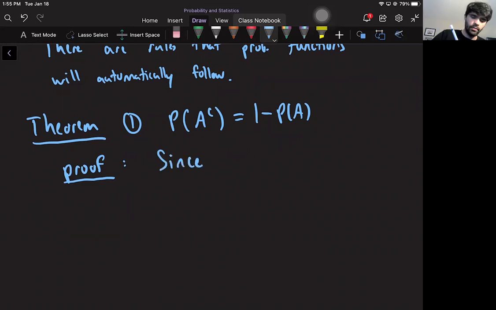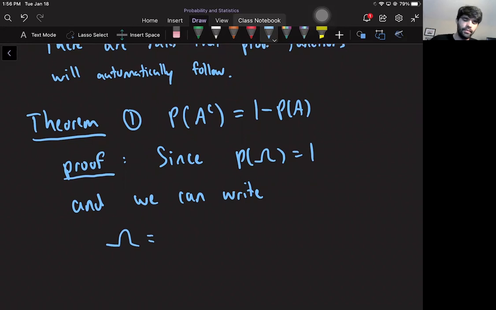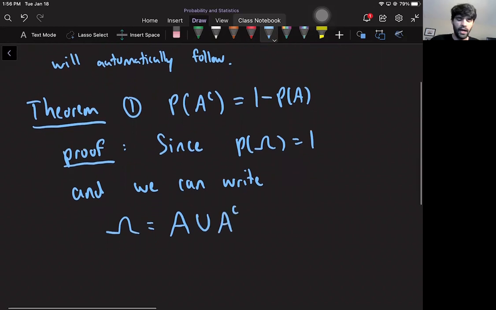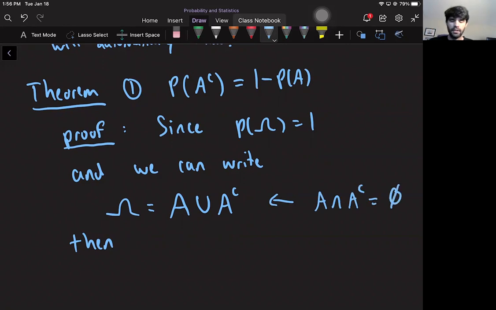It's really because the probability of the sample space has to be one, always, for any probability function. And secondly, we can do a little trick here. Proofs often involve little tricks like this. The trick is that the sample space omega has everything in it. So you can always write it as an event union the complement of that event, because whatever A has, A complement doesn't. Together, they make up the whole sample space. Also, of course, the event and its complement don't intersect at all. That's the empty set, so they're disjoint.